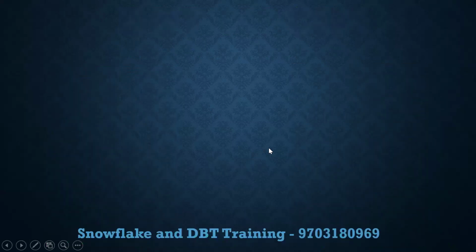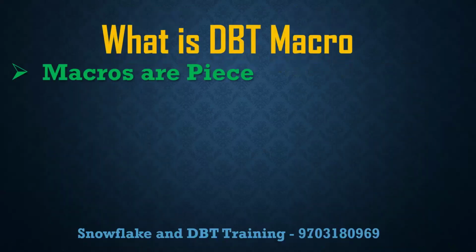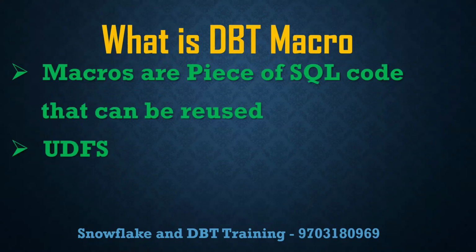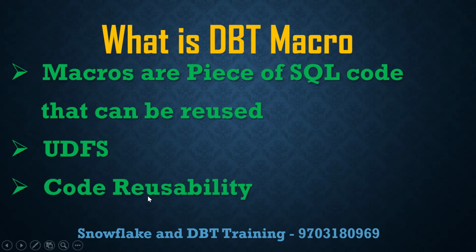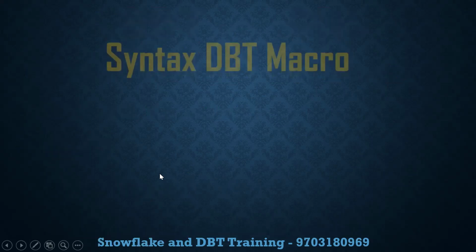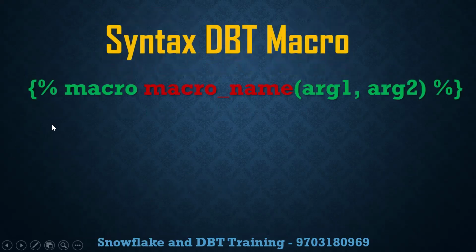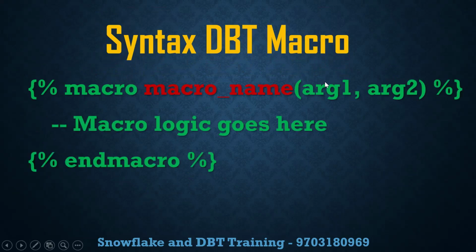Before that, you need to understand what a DBT macro is. Macros are a piece of SQL code that can be reused, same as a UDF, user defined function. The main purpose of DBT macros is code reusability. The syntax is: macro name, number of arguments, and our logic. Remember, if you want to solve any requirement, you should have the basic concepts: what exactly it is, the use case, and the syntax.